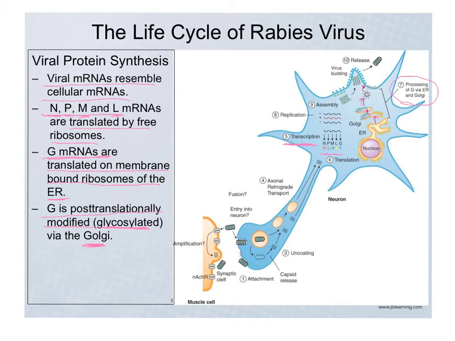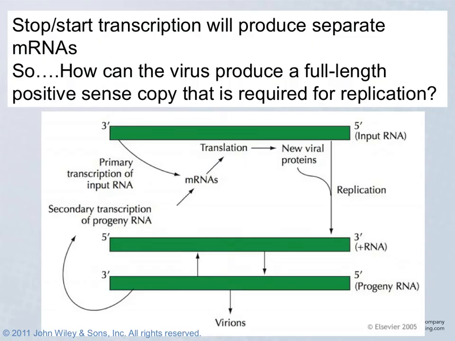Okay, we've undergone transcription, and those transcripts have been translated either in the cytoplasm or via the ER and the Golgi. We've made the proteins. Now what we need to do is make some of the genome, and we're going to enter into the replication. This replication is going to come from the same genome that we started with, that -sense RNA, and that creates a little bit of a problem for these viruses.